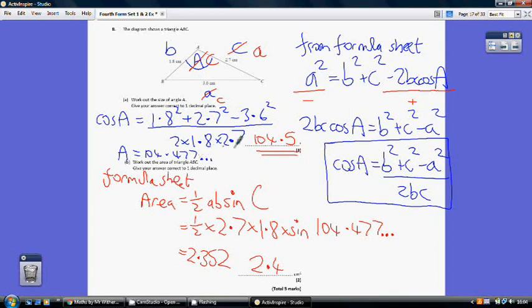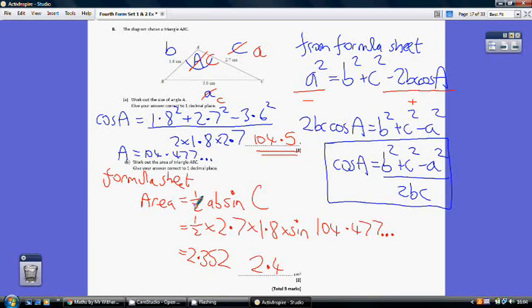to 1 decimal place is 104.5. Now for part B, we've got to work out the area of the triangle. Again, we referred to the formula sheet and we got told that the area equals half AB sin C. So for some reason they're now calling the angle C.